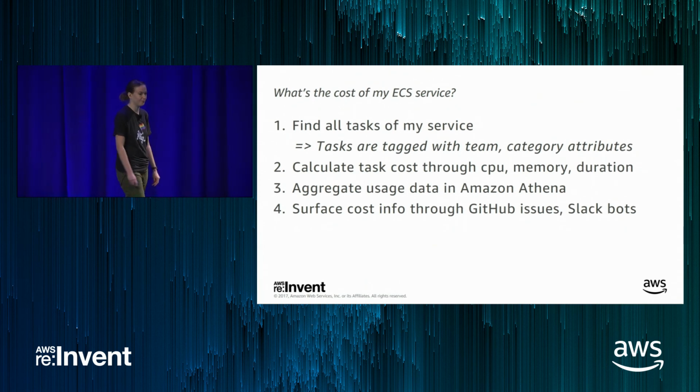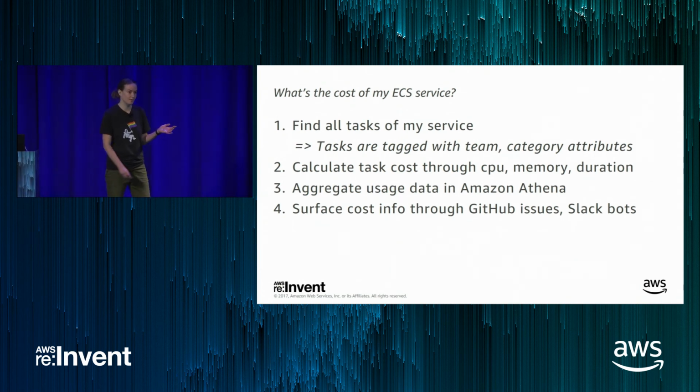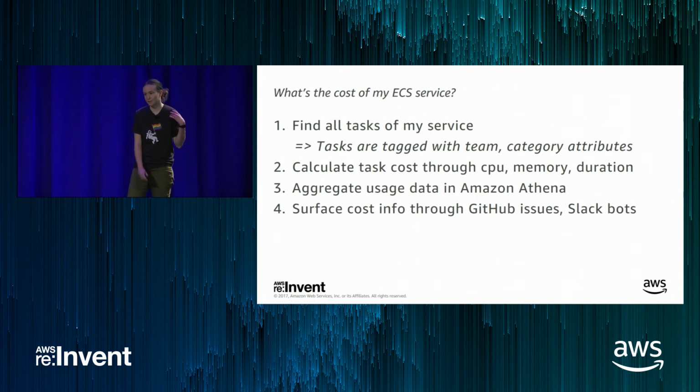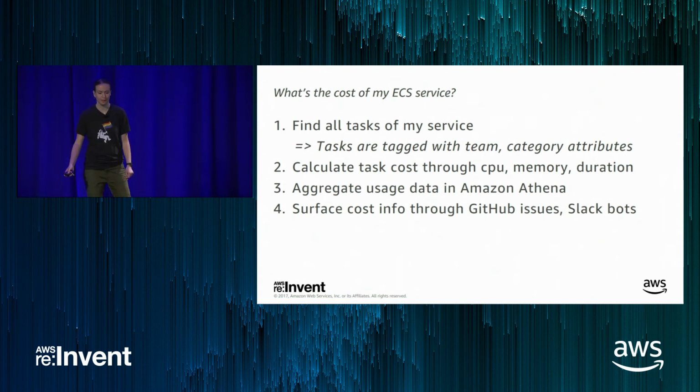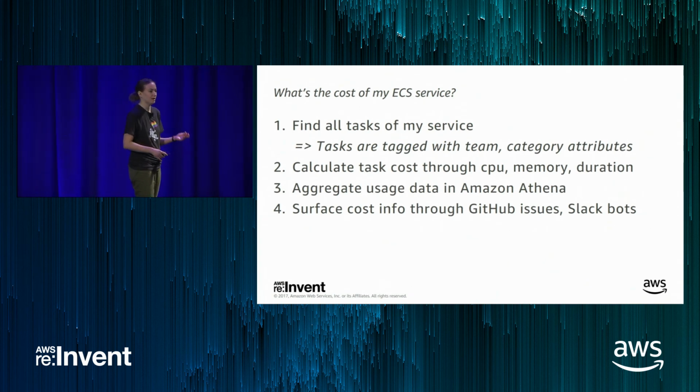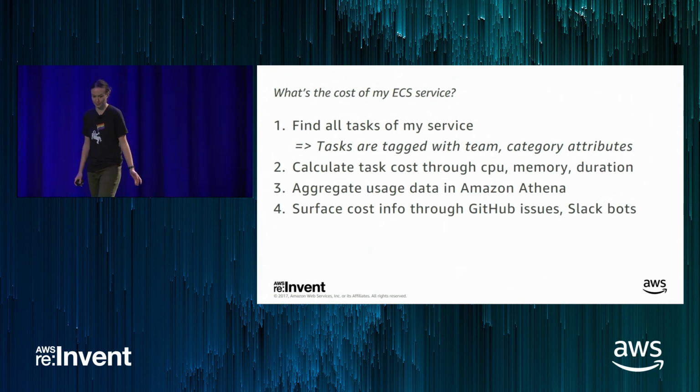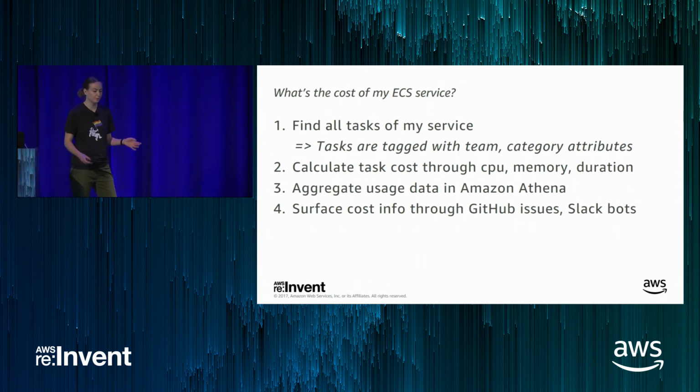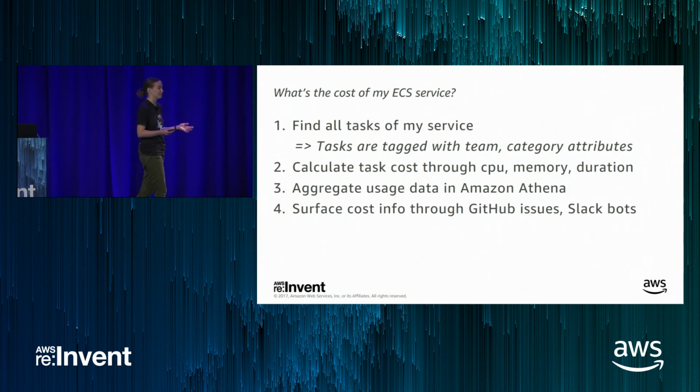The first step is to find all the tasks of a service. So whenever we launch a new task, we tag it with team and category attributes. Unfortunately, there's no native task tagging yet, so we use the put attribute functions on the family attribute. For example, when I launch a new task of a project I'm working on, I'm tagging it with the platform team attribute, because the cost of that task is going to be coming back to my team. And the category is, for example, research and development for staging environments, and COGS, the cost of goods sold, for production environments. We then have some algorithms to calculate the total cost of a task through CPU reservations, memory reservations, and the duration this task is running.